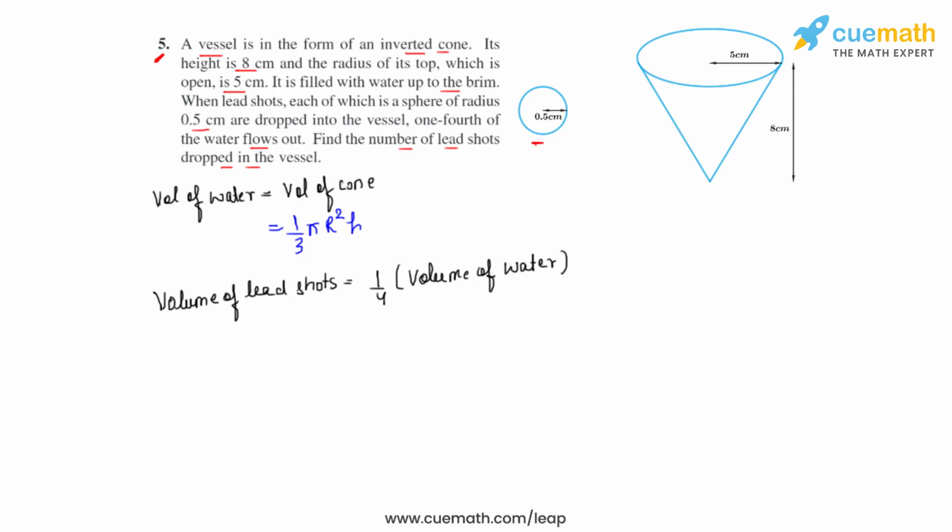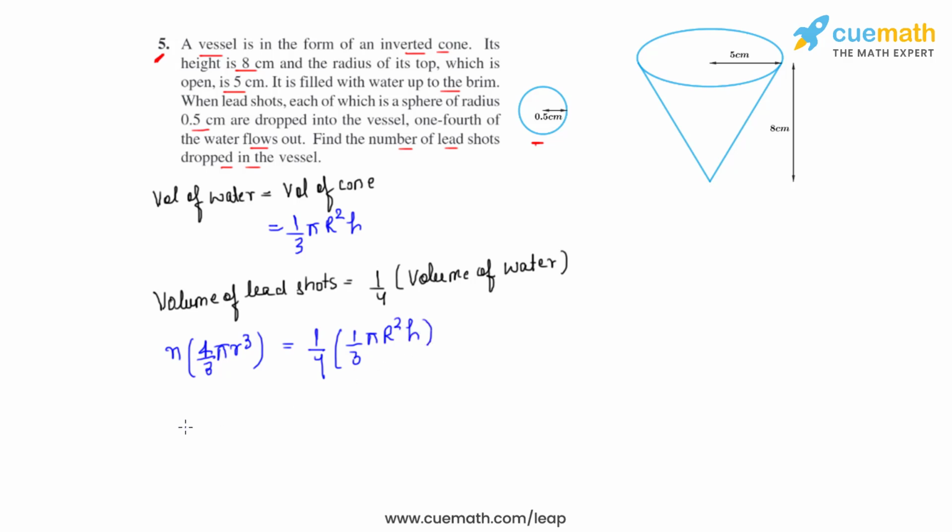As the volume of the lead shots has to be found, and we do not know the number, let's say the number of lead shots is n. So n times the volume of one lead shot, that is the volume of one sphere, which is 4/3 pi small r cube. Because the radius of the sphere and the cone is different, we have taken the radius of the sphere as small r. This will be equal to 1/4 times the volume of water, which we have just found as 1/3 pi R square h.